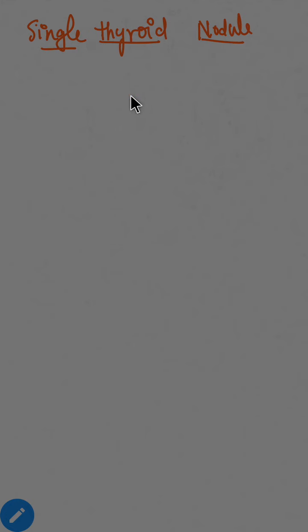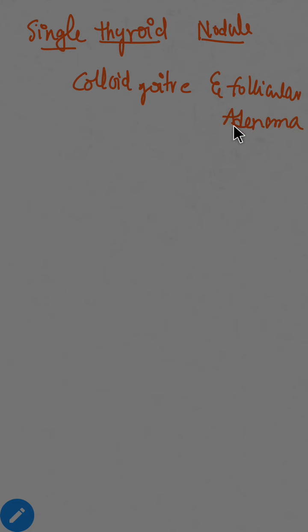This single thyroid nodule is seen in colloid goiter and follicular adenoma. Most commonly, a single thyroid nodule is seen in colloid goiter and follicular adenoma. There are certain other conditions where we see a single thyroid nodule, but these two conditions are more common, especially colloid goiter, which is more common than follicular adenoma.